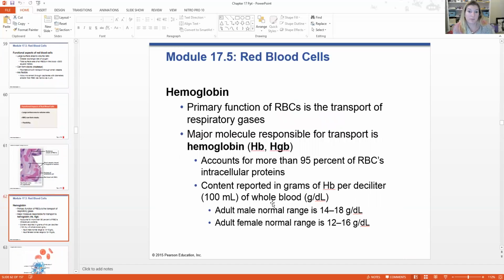Let's talk about hemoglobin. The primary function of hemoglobin is to transport our respiratory gases. So it's a major molecule.